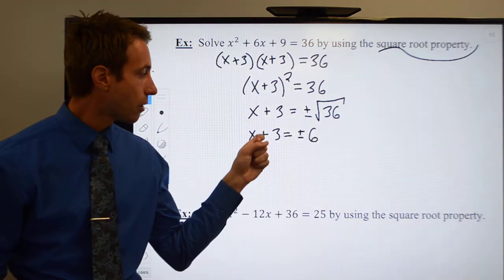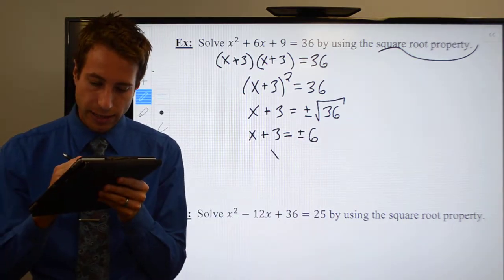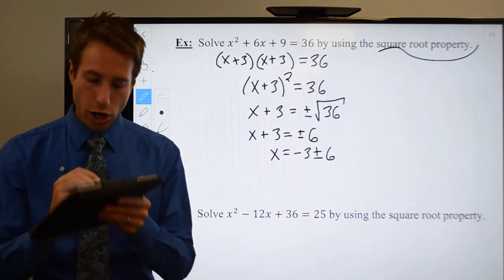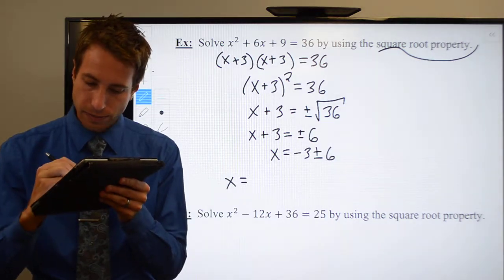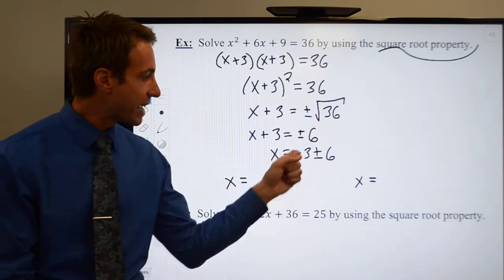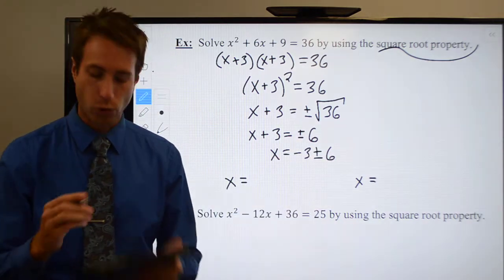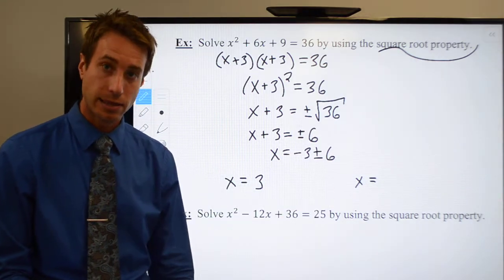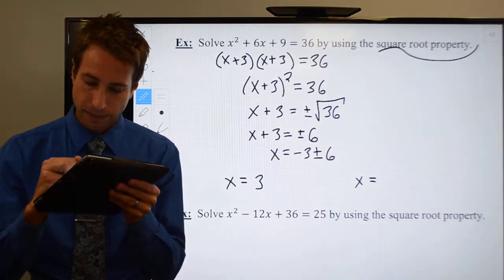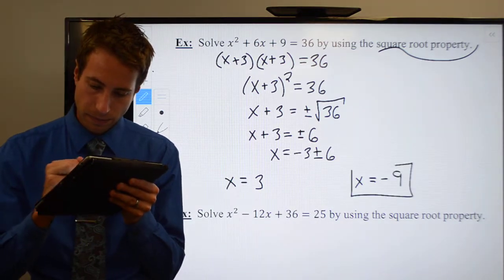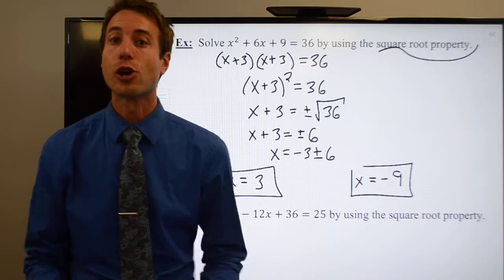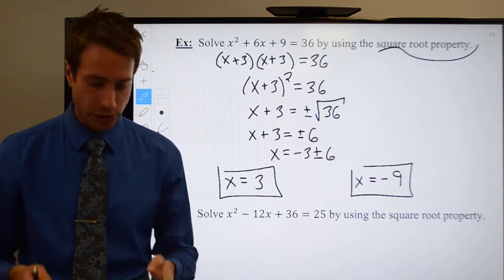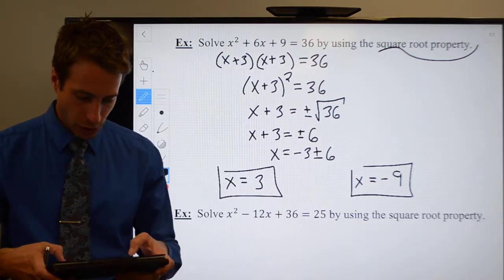Now, to get the x by itself, subtract the 3 to the other side, and we get our 2 solutions. I will have a -3 plus 6, which of course would be a +3. And I'm going to have a -3 minus 6, which would be a -9. That's the way these are going to work. There's a few more here on this page of the notes, so feel free to work ahead. Come on back and check your answers when you get done. So here we go. Let's do a few more.